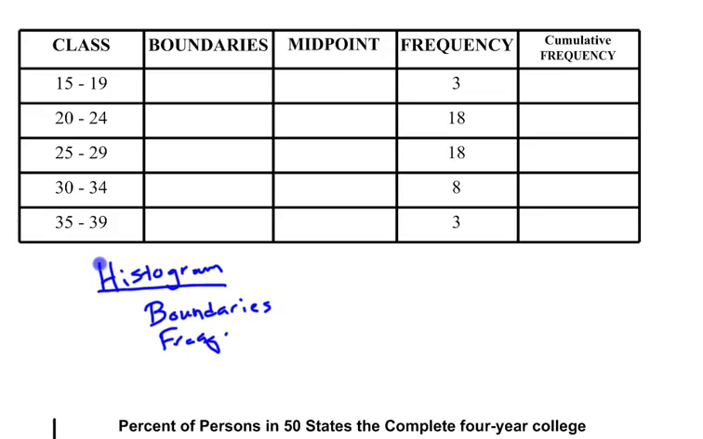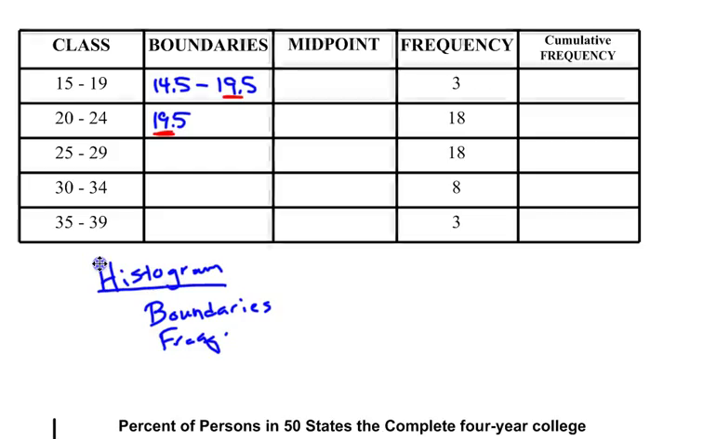Boundaries, remember, we're just expanding each class by half of a number on each side in order to make the classes meet together. So if we take this 15 and bump it down, we would bump it to 14.5, and we'll bump 19 up to 19.5, so that when I do the same thing with this class, the 19.5 in this will actually touch up against the 19.5 from the first class, and our histogram bars will actually touch.